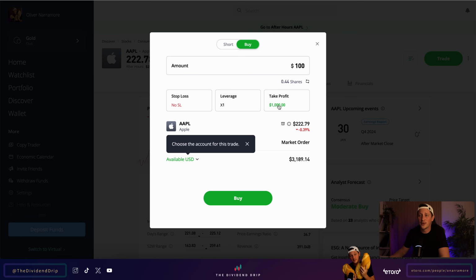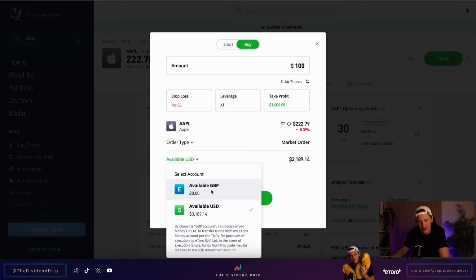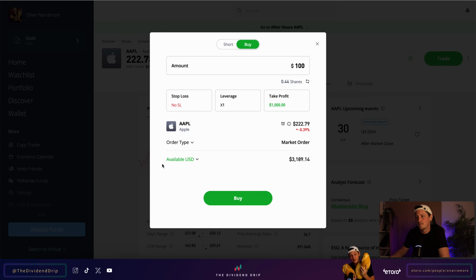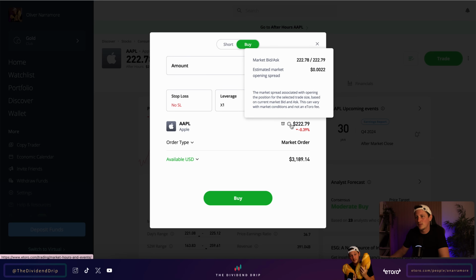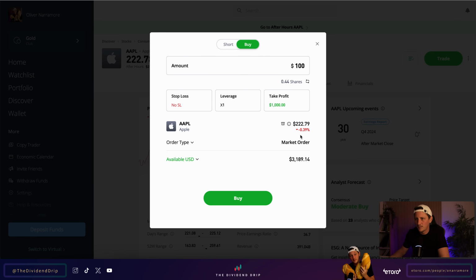If you want it to take profit automatically, you can set it to what you want. You can tell it what account you want it to come from. You've got everything in here, when it opens, what's going on with the market, and then you click buy and you're done. You have just bought Apple stock. Super easy.